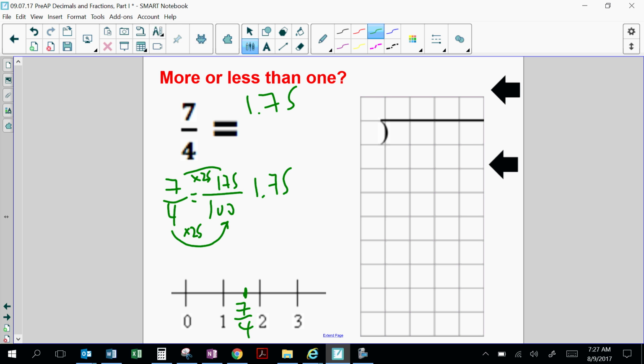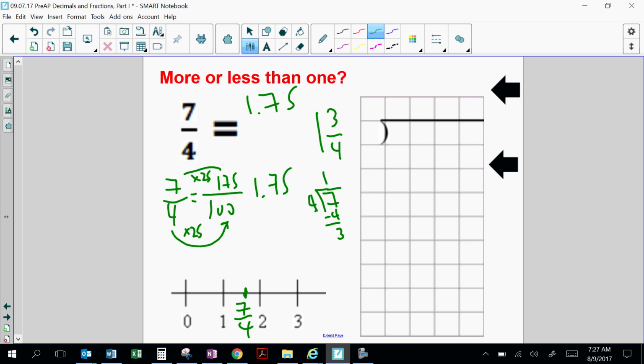Another way I could have done it is this. Do you remember how to turn an improper fraction into a mixed number? How many 4s go into 7? 1 group. If you cannot do it in your head, how many 4s go into 7? 1 group. You have 3 left over. How would you write that in fraction form? 1 3/4. And we know 3/4 is 75 hundredths. So that's why we know it goes right here.